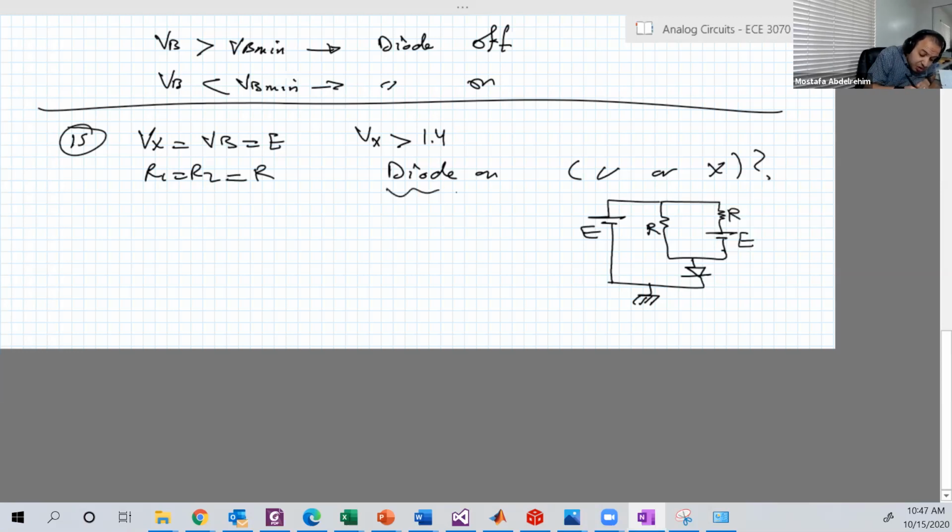Okay, if the diode is on, that means ID is greater than or equal to 0, or greater than 0. This point at ID equal to 0 and VD is 0.7, it's in between. It's a transition point. But anyways, you can consider it on or off. That doesn't matter.